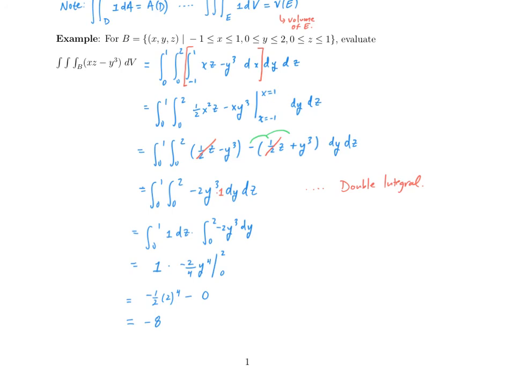The next question we want to ask, much like we did with double integrals, is what if our solid of integration now is not one of these boxes? What's going to be the analog here of our type 1 and type 2 regions that we have previously encountered?